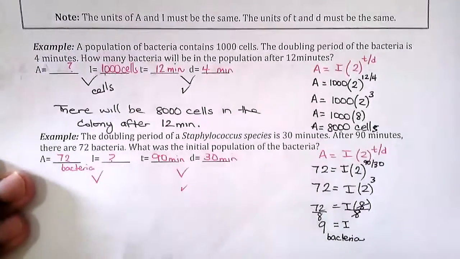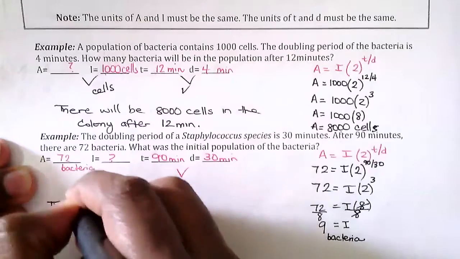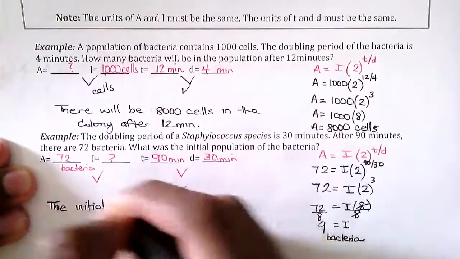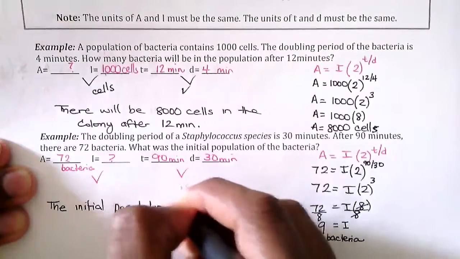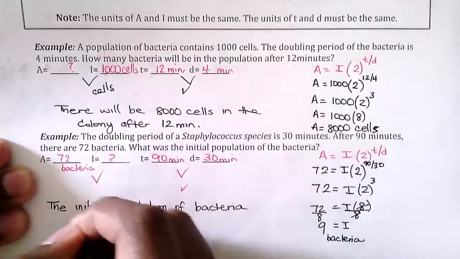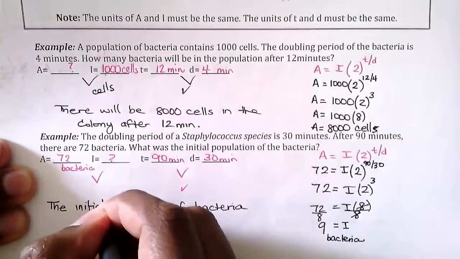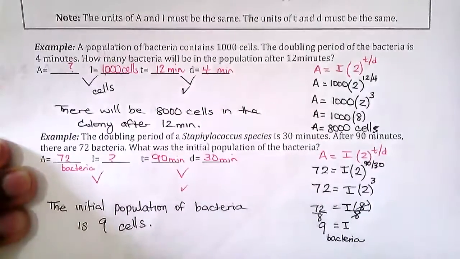Again, this is a word problem. Don't forget to write down the final solution in a sentence. So the initial population of bacteria is 9. So 9 cells, for example.